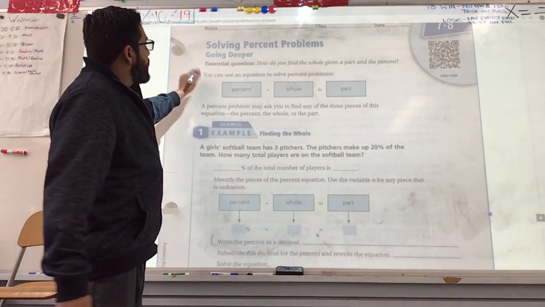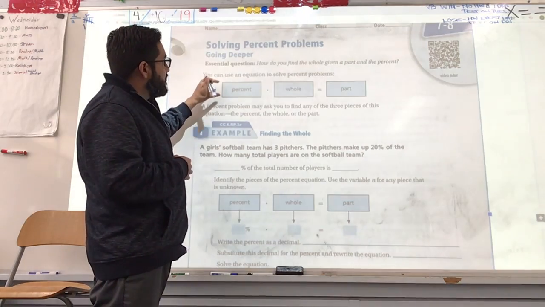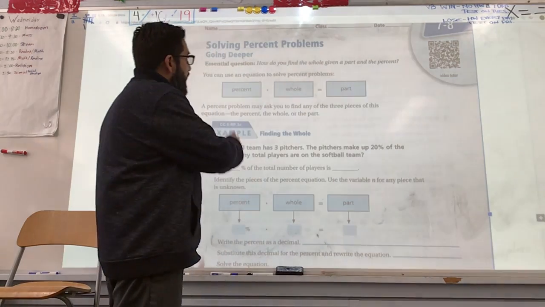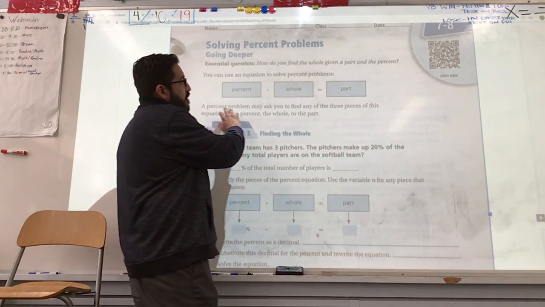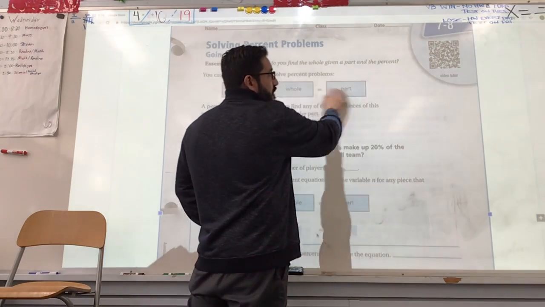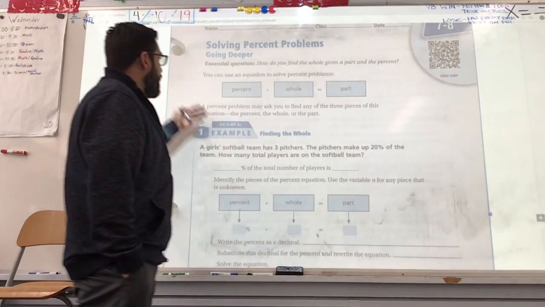So what we want to look at is that you can use an equation to solve percentage problems. If you take the percent times the whole, that's going to equal the part. So if I had 25% of $10, that would give me the part that I'm looking for, or $2.50.